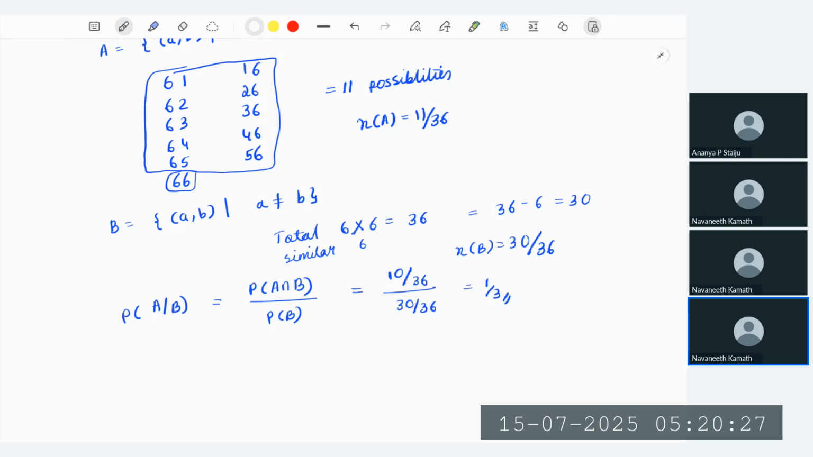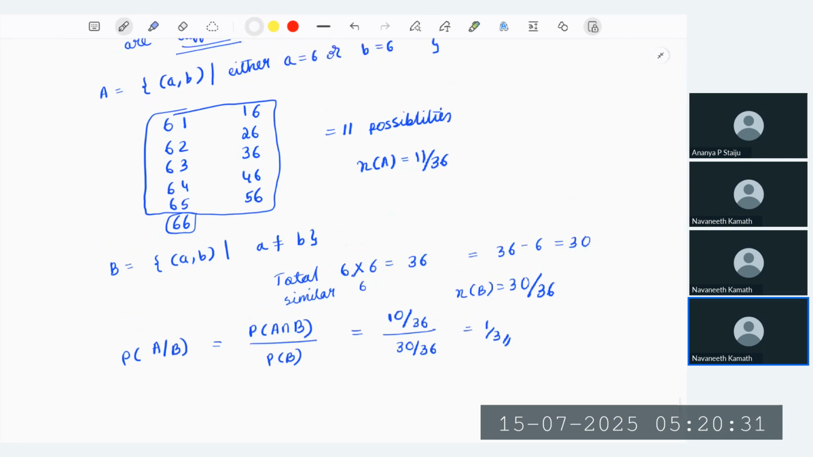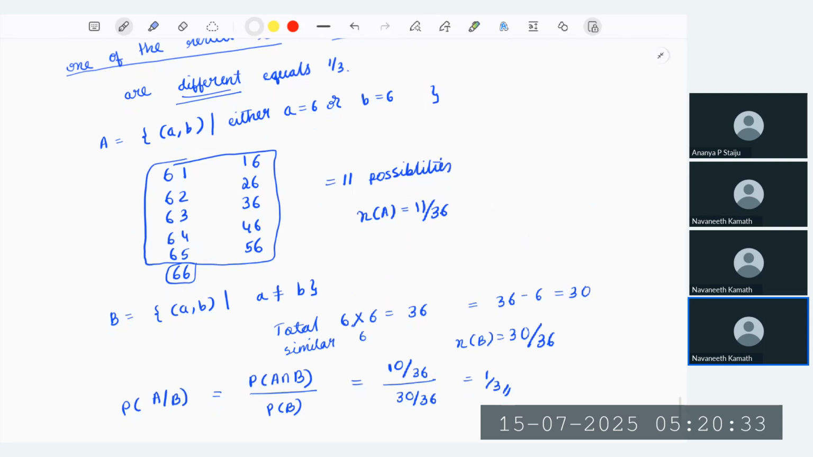Just understand this, and if there is any doubt, you can ask me. They are saying that the outcome is different. First of all, the outcome should be different, that is the known thing. Being the outcome different, I'm checking how many outcomes there are which have at least one 6.